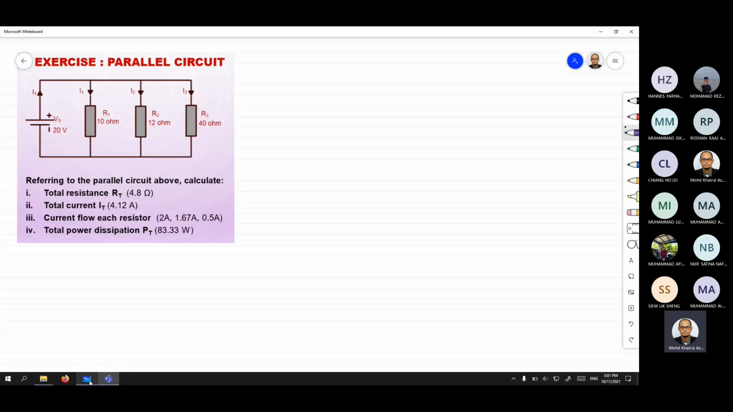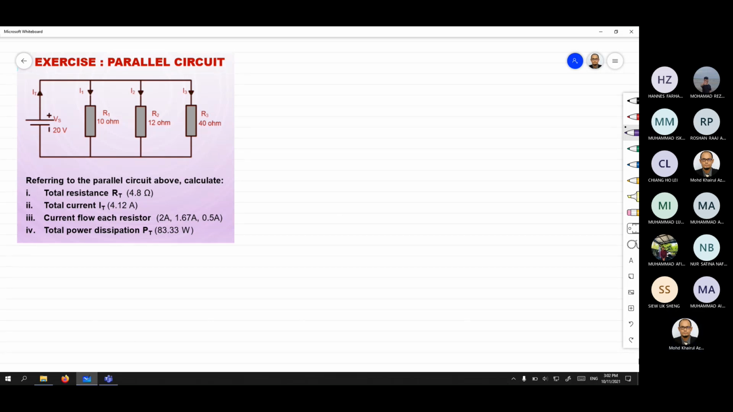Okay, kita teruskan tutorial kita. Baik, itu hari last tutor, tak silap saya, kita dah bincang konsep of series and parallel. And then kita tak bincang lagi contoh-contoh of that circuit. Okay. Series circuit kita dah bincang, but for parallel circuit not yet. So kita buat yang ni dululah.